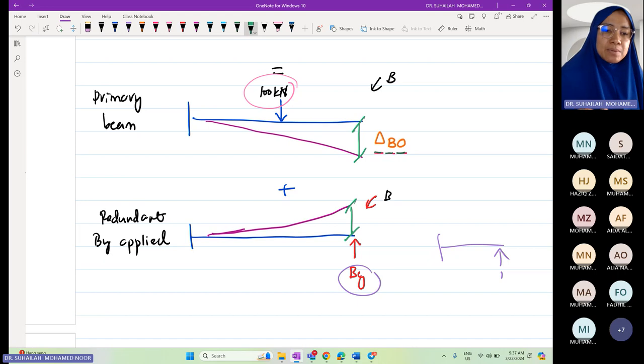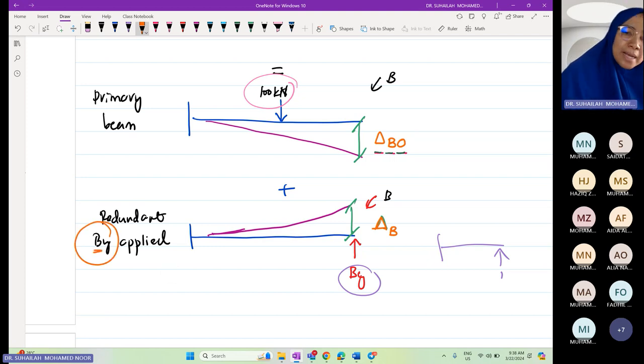Okay, so asal dia macam ni. Kita sebut apa yang kita tulis. Kita tulis apa kita sebut. It is deflection at point B for redundant beam. And redundant yang kita pakai kat sini adalah BY. So kita ambil B tu pakai a second notation.